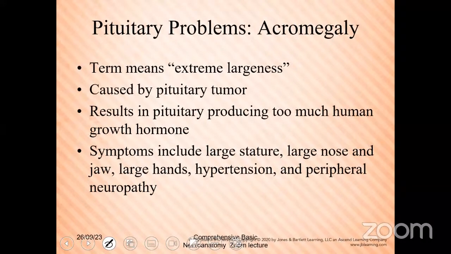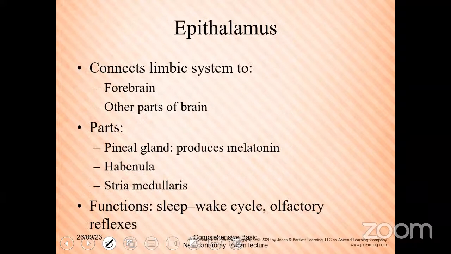So this is, in short, Cushing disease. Other pituitary problems: acromegaly. That means extreme largeness, caused by a pituitary tumor. It results in the pituitary producing too much human growth hormone. Symptoms include large stature, large nose, large jaw, large hands, hypertension, and peripheral neuropathy. That's acromegaly for you.